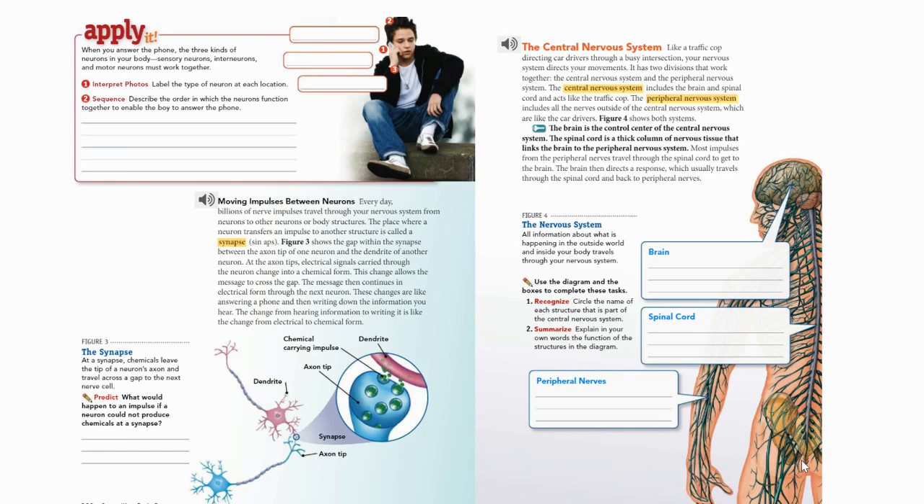The brain is the control center of the nervous system. The spinal cord is a thick column of nervous tissue that links the brain to the peripheral nervous system. Most impulses from the peripheral nerves travel through the spinal cord to get to the brain. The brain then directs a response, remember, stimulus, response, which usually travels through the spinal cord and back to the peripheral nerves.